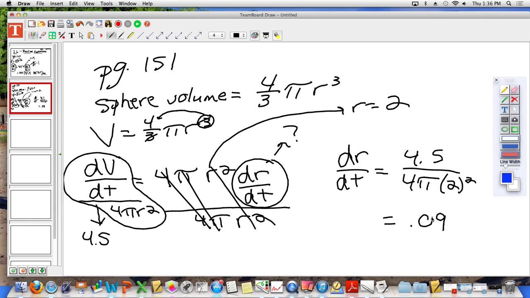How do you plug it into the calculator? 4.5 divided by 4. Larissa, that whole thing needs to be in its own set of parentheses. Okay, that might be the issue.